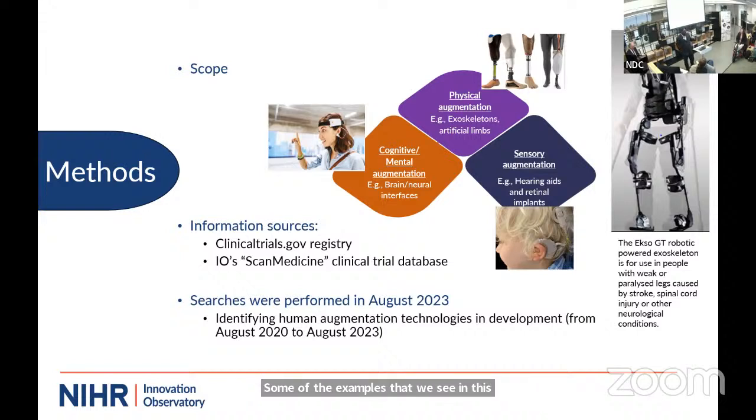In terms of the data sources, or the primary data that we used, we looked at the clinical registries, and we used clinicaltrials.gov, which is a USA-based registry, and also our Innovation Observatory, Scan Medicine clinical database. So that's where we got all of our primary data from. And we did a search last year in August, looking to identify these technologies in development for the past 3 years. So that was from August 2020 to 2023.